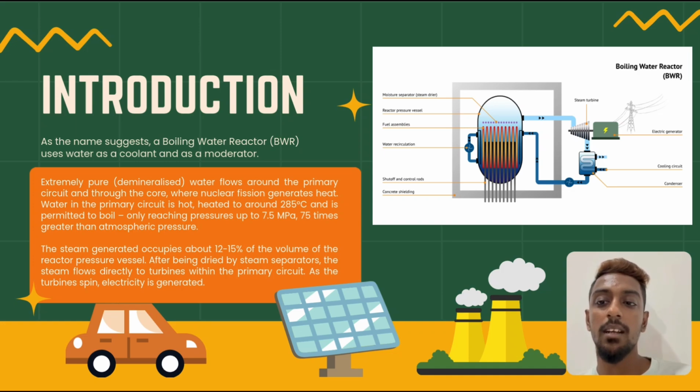The steam generated occupies about 12 to 15% of the volume of the reactor pressure vessel. After being dried by steam separators, the steam flows directly to turbines within the primary circuit. As the turbines spin, electricity is generated.